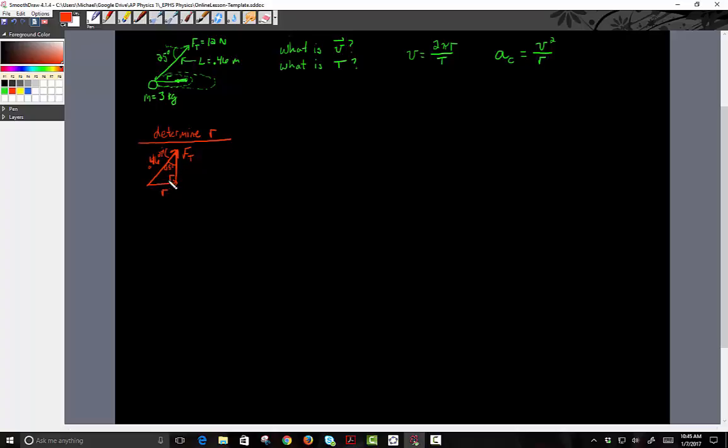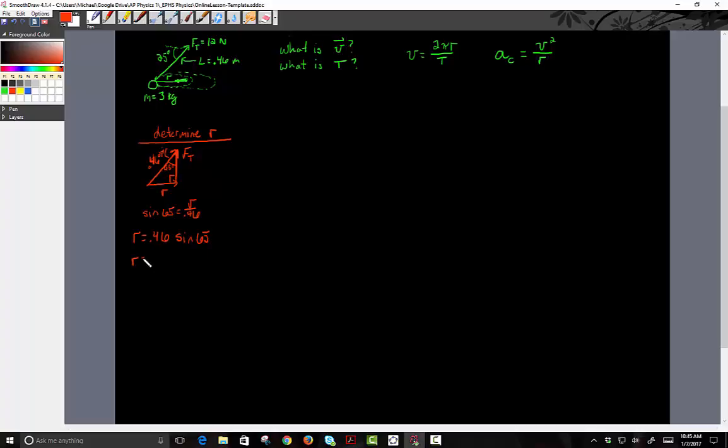So now I have a right triangle, and I'm trying to find the radius, and I know the hypotenuse. So what I have is that the sine of 65 is going to be r over 0.46. So the radius is going to be 0.46 times sine 65.